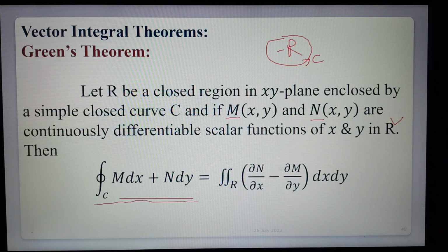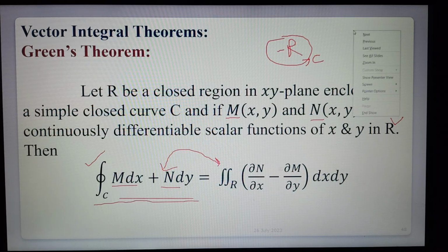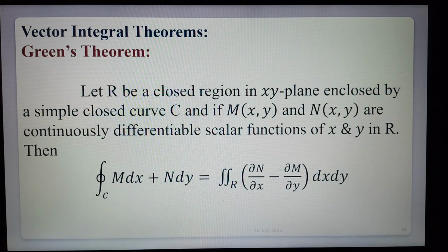Then the integration of M dx plus N dy, which means the line integration over C, which is a closed curve, is equal to the double integration over R of (dou N by dou x minus dou M by dou y) dx dy. The line integral is equal to the double integral. Now this is the verification of Green's theorem, so we will do the problems. This is the statement of Green's theorem.